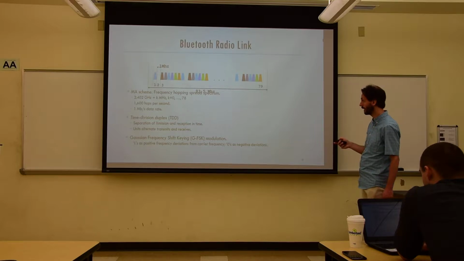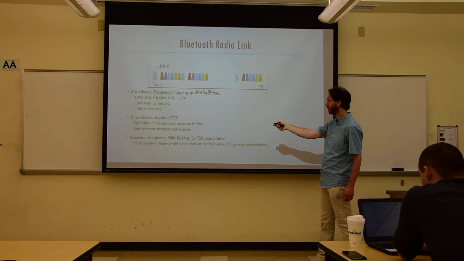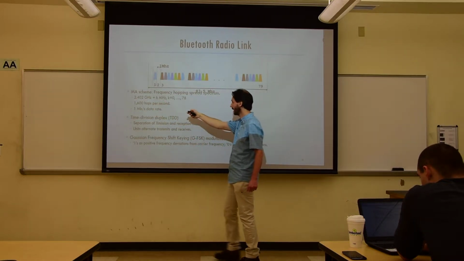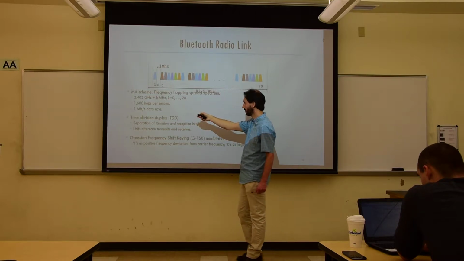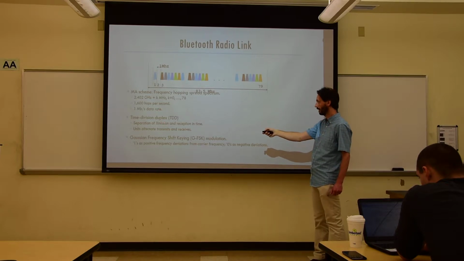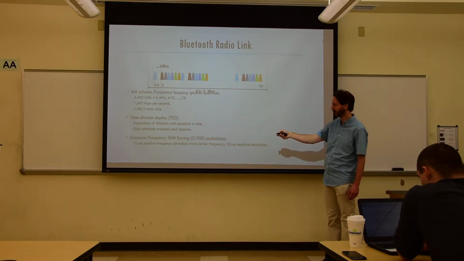Alright, so the Bluetooth radio link is split up in lots of different frequencies. We do frequency hopping spread spectrum. So we start with the baseline frequency and we add, depending on k, a certain amount of megahertz. And you do a bunch of hops per second and so forth. You use the idea of time division duplex. In a sense, it means a separation of transmission and reception in time, and the units alternately transmit and receive.